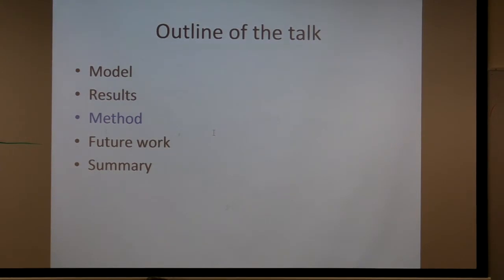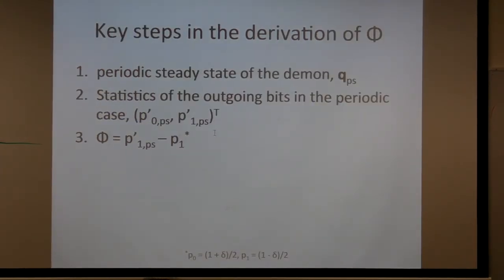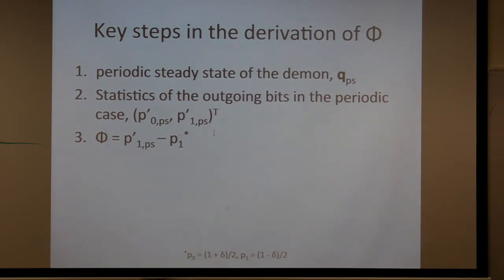Okay, so let's go very quickly to how we actually do those calculations of the formulae that we had shown. It basically has 3 steps. First, we have to find out the periodic steady state of the demon that I talked about. I'll change the notation later, but that's the idea. And then in that periodic steady state, I have to calculate the statistics of the outgoing bits, because from that I can calculate the change in Shannon entropy. So that's what we do. And basically we use this formula that I had shown before to calculate phi.